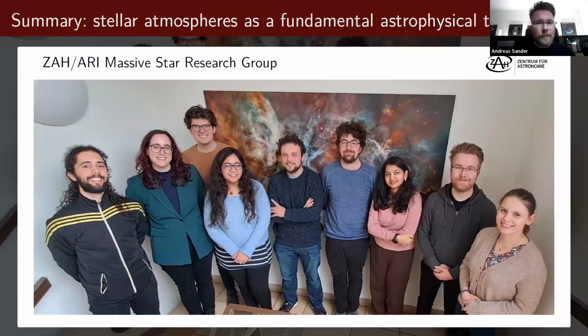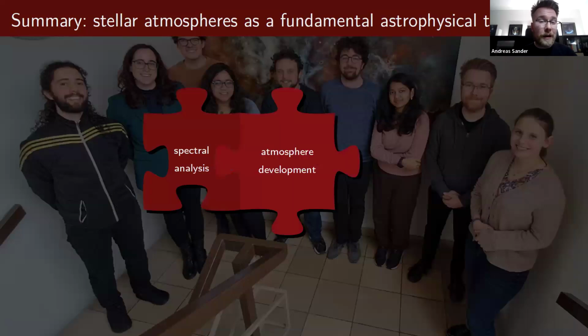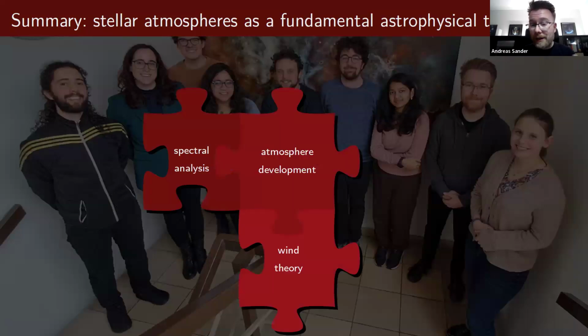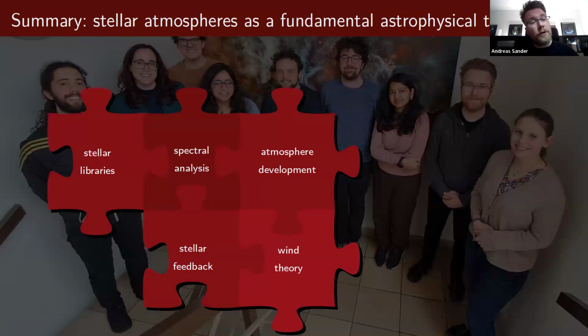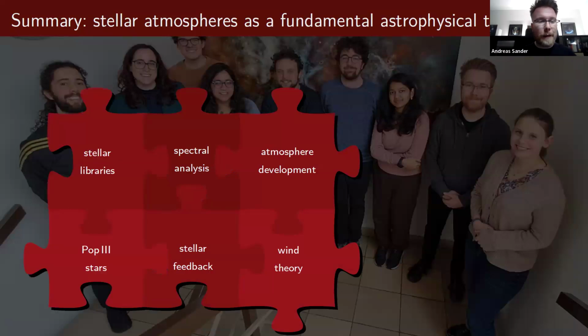So to wrap up, stellar atmospheres are really a fundamental astrophysical tool, and even for hot massive stars, I think you couldn't do proper research on these objects without them. Here is a picture that we took a while ago with my group, trying to address the different questions. As you see, I have not shown all of the stuff that we are doing, but in principle, we are doing spectral analysis, atmosphere development, we are connecting that to wind theory. We are giving predictions for stellar feedback. We are trying to work towards helping with stellar libraries.